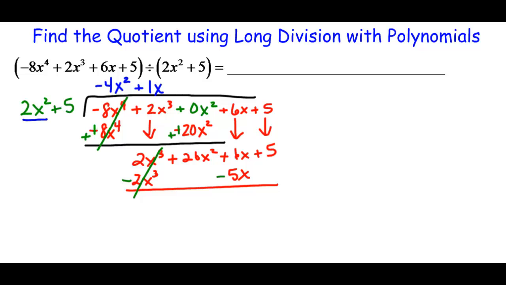That should go away. Now I'm going to drop down every term I have. We have 20x squared. 6x minus 5x is 1x, and then plus 5. And let's keep going as long as I can find a number to multiply. 2x squared times what is 20x squared? Well, that'd be a positive 10.